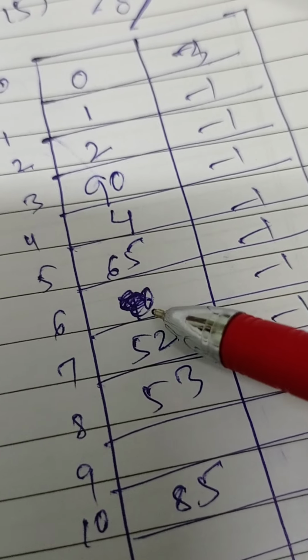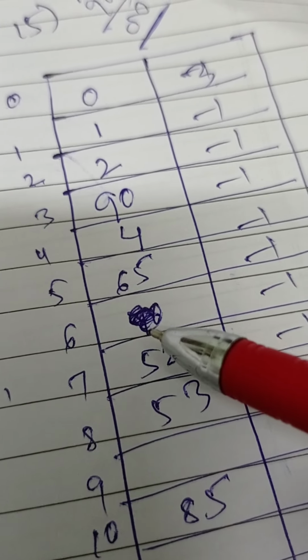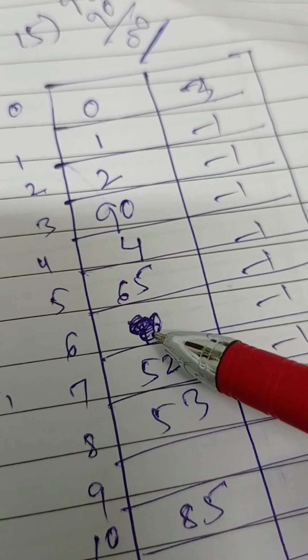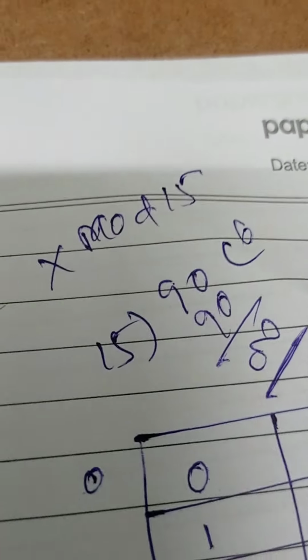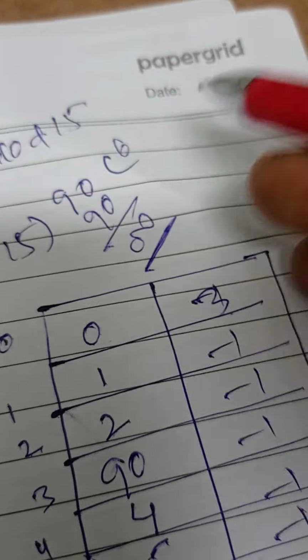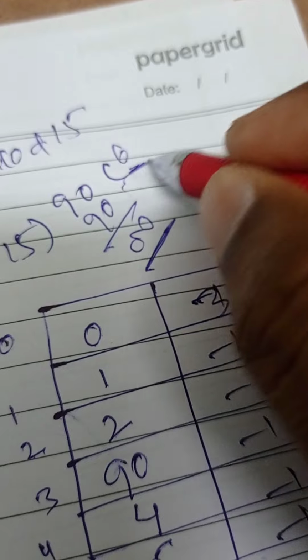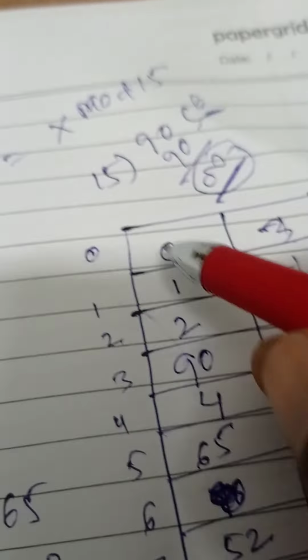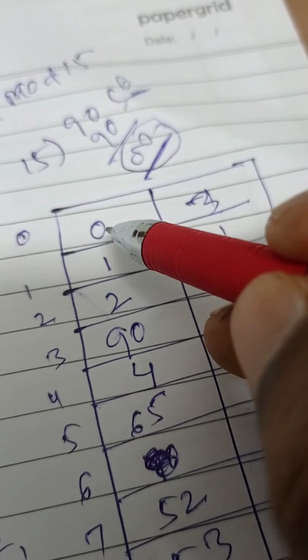I have written 90, but I should not write 90 in the 6th location. Why? Because here, 90 divided by 15, sorry, I made a mistake. 6 is not a location. We have to consider the remainder. In the 0th location, data 0 is already there.